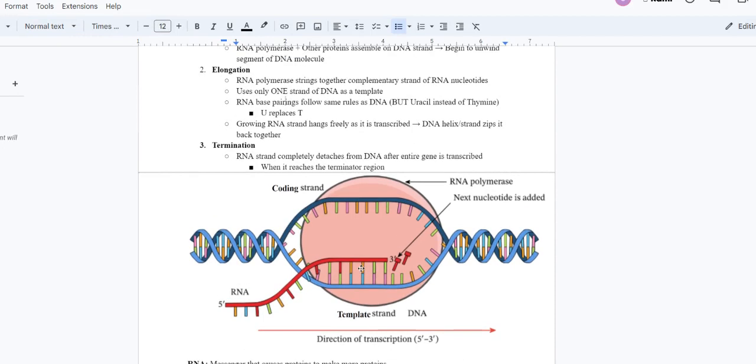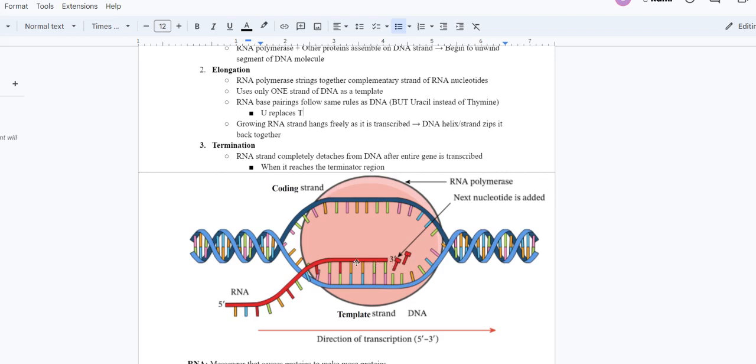The thing about elongation is that it only uses one strand of DNA as a template. It uses only this one strand. It does not use two strands at the same time. It only uses one. RNA base pairings for the nucleotides are exactly the same as DNA. G bonds with C, but the only difference is that U replaces T. So A, instead of binding with T, binds with U. So A, U, and G, C.